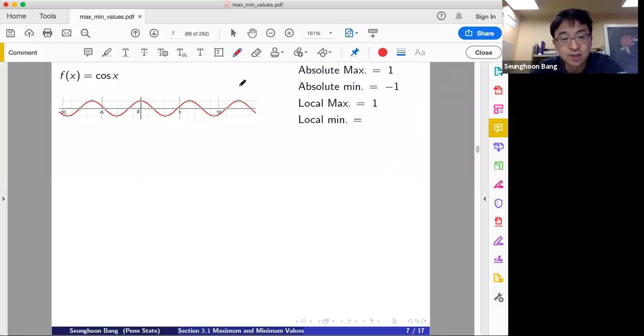The local minimum, similar, minus 1 here. Locally lowest point, the y value is minus 1. Locally lowest point, that is minus 1. So we have minus 1.